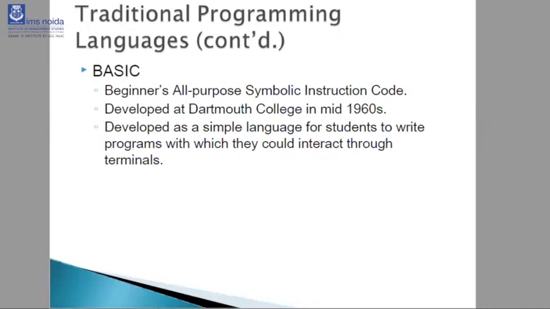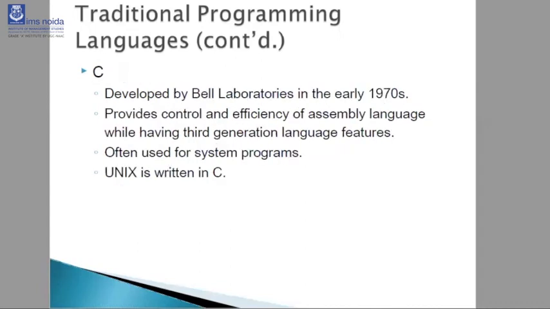BASIC, beginners all-purpose symbolic instruction code, is the full form of this language, developed at Dartmouth College in the 1960s as a simple language for students to write programs with which they could interact through terminals. C, like everyone knows, we call C the mother language of all programming languages. Developed by Bell Laboratories in the early 1970s, it provides control and efficiency of assembly language while having third generation language features. C comes in the third generation. It is often used for system programs; Unix is written in C. C is a platform dependent language.